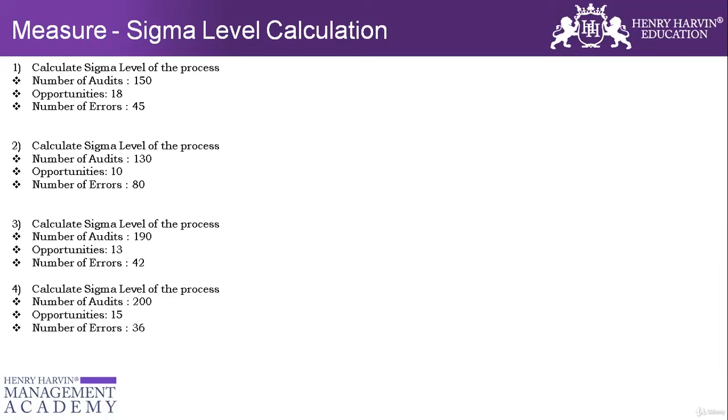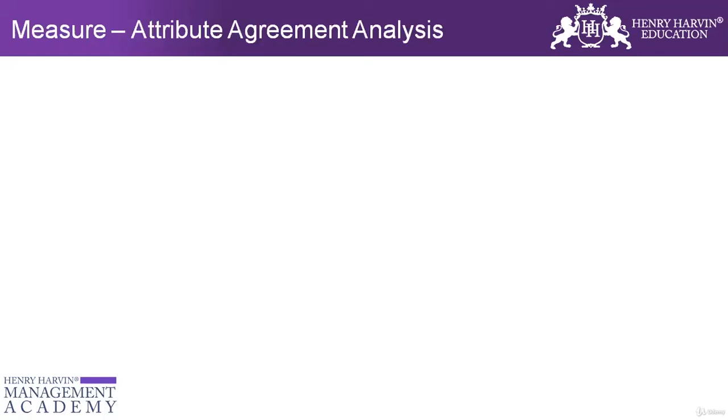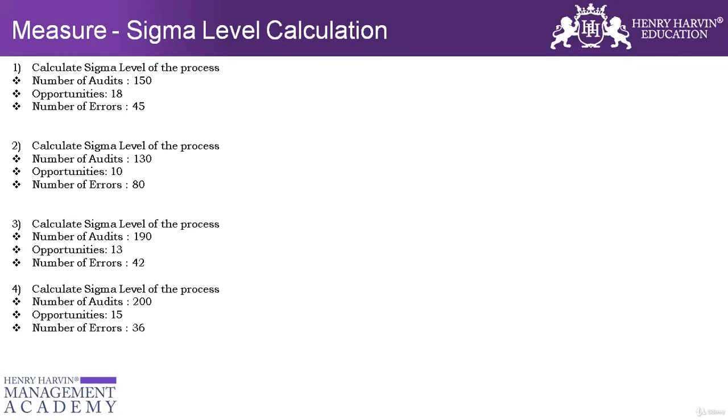Rather, there are 4. Okay. So we even have to get the process sigma. Yeah, here you have to calculate the sigma level. Yeah. Okay. So the number of audits are the units, right? Number of audit is a unit.